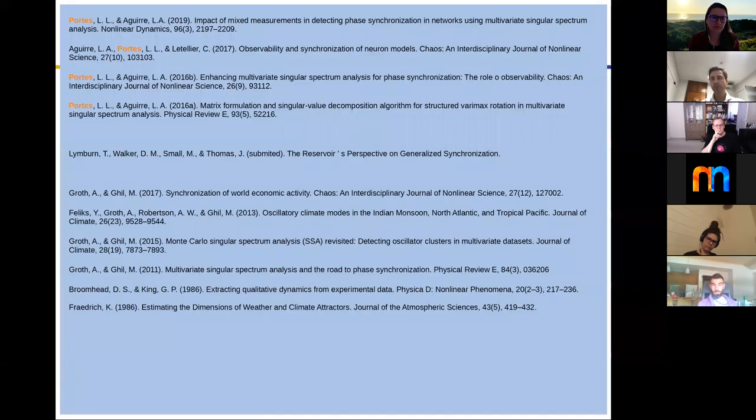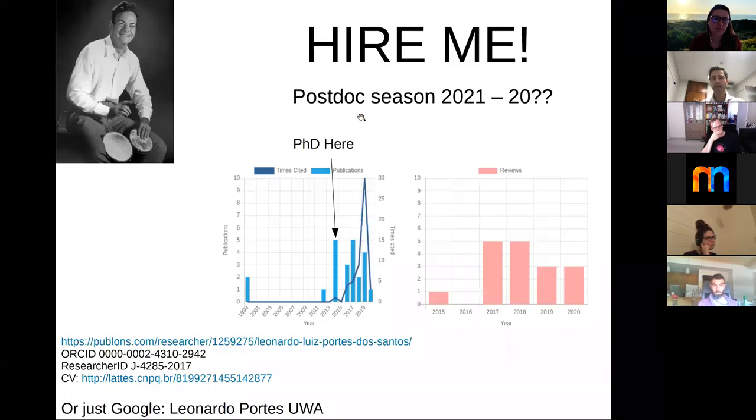So this is it. Here are some papers from Thomas, Groth and Hill, all the papers. I was not using those papers here. Okay, they are important. And my final message here is that next year is the postdoc season, and I'm looking for a job. If you know someone who could be interested in this kind of tools to analyze patterns in complex systems, okay, I will be really glad to know.